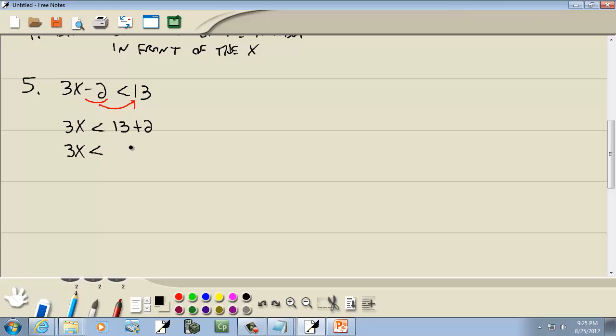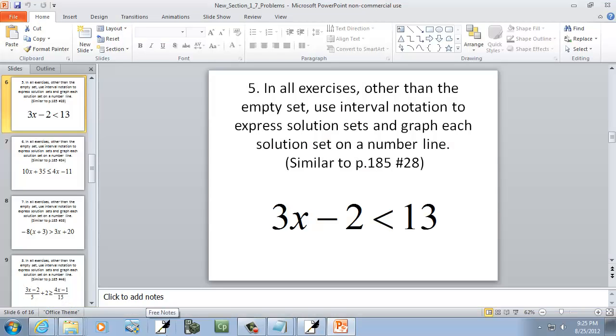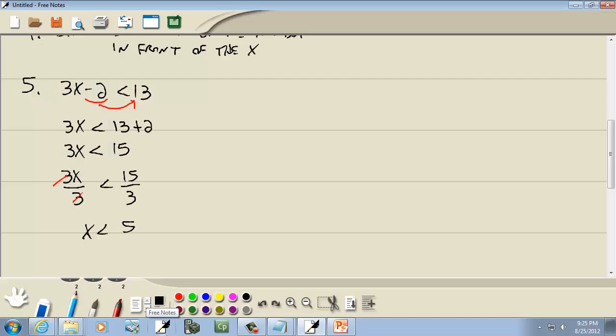Our note up at top: in any step, combine together like terms. 13 plus 2 is 15. And last step, divide both sides by the number in front of your x. So we're going to divide both sides by 3. So these cancel, and we got x is less than 5. Now, it says, other than use interval notation, express the solution set, graph it. For interval notation, x is less than 5, so it's going from negative infinity and it's less than 5, doesn't include 5, so put a parenthesis on the 5, and shading to negative infinity.